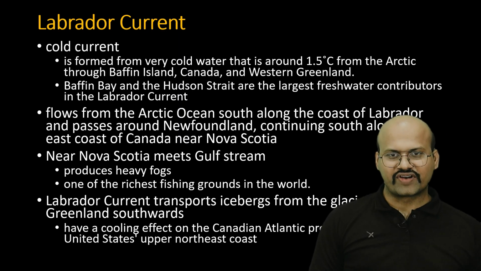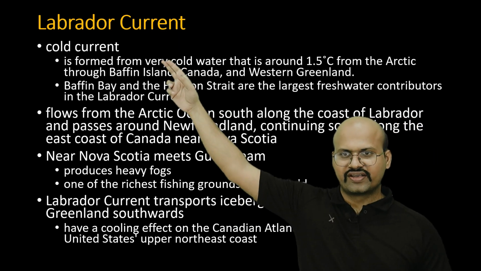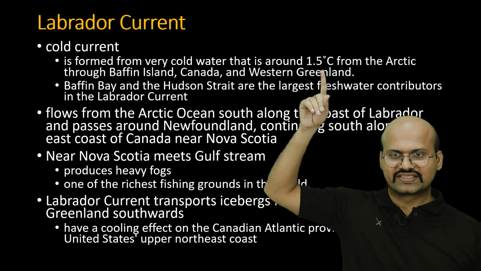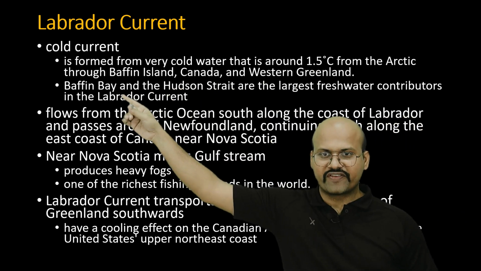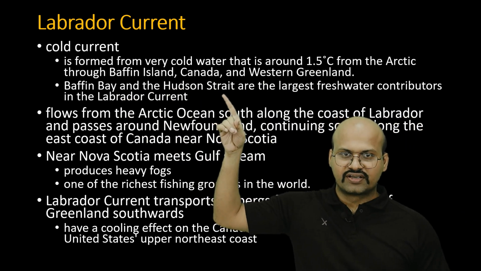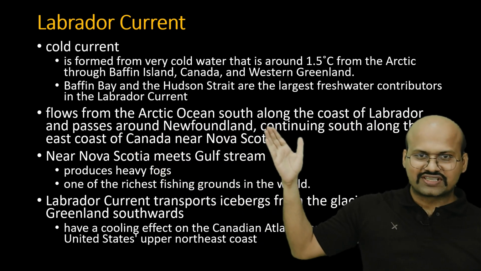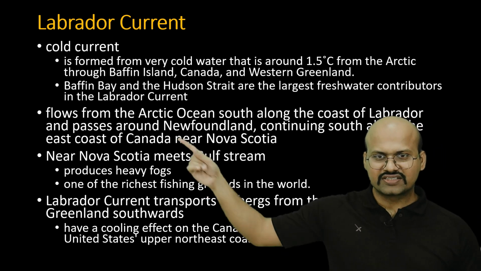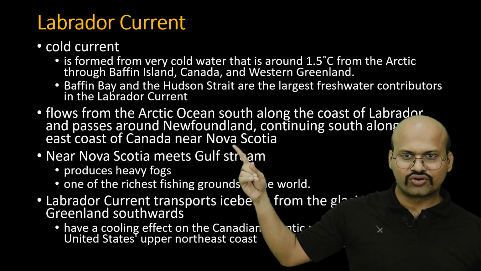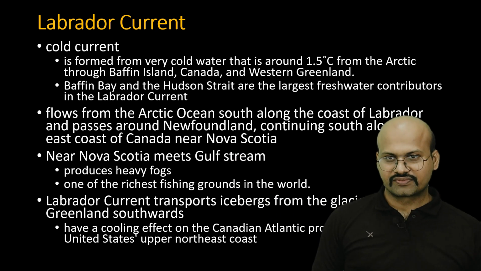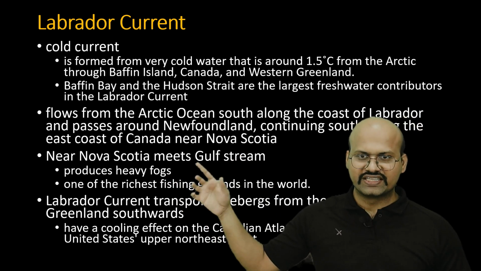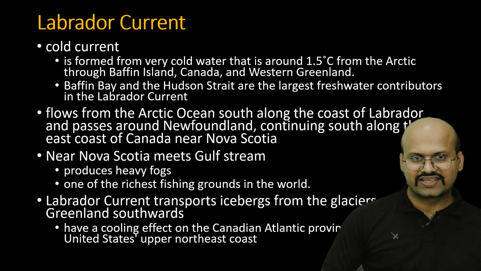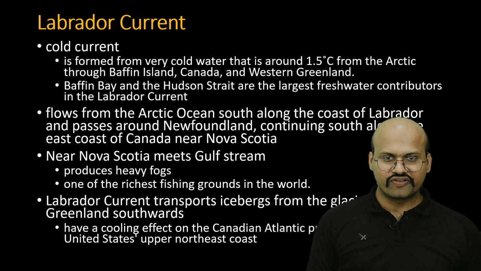So here is the summary of Labrador current. It's a cold current and is formed by very cold water from the Arctic region, which has a temperature of 1.5 degrees Celsius. Water is added from Baffin Bay and Hudson Strait. It flows from the Arctic Ocean south along the coast of Labrador. Labrador is a province in Canada, and it passes around the Newfoundland of Nova Scotia, and here it meets the Gulf Stream. It produces heavy fogs in this region where it meets the Gulf Stream, and it is one of the richest fishing grounds in the world. We have already discussed why it is one of the richest grounds for fishing.